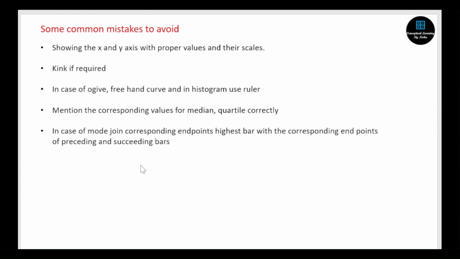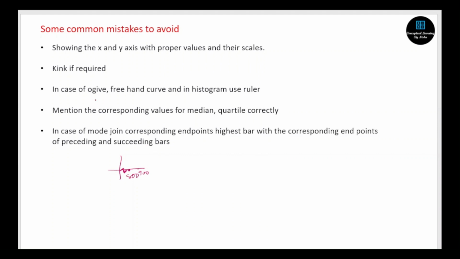Mainly students are making mistakes by not plotting the x and y axis properly with their scales, which is very much important. If a kink is required, what is a kink? When you skip some values while plotting the x-axis or y-axis. So let's say I directly start with 800, and then 900 and so on. Then the values before 800 are missed, so we have to use this kink. So apply the kink.